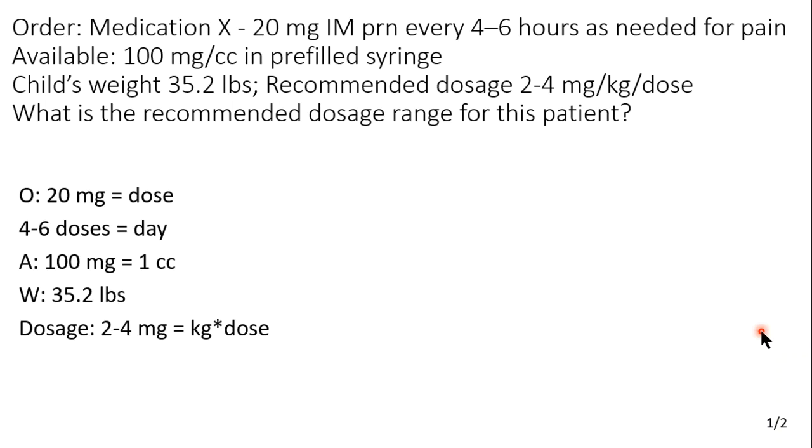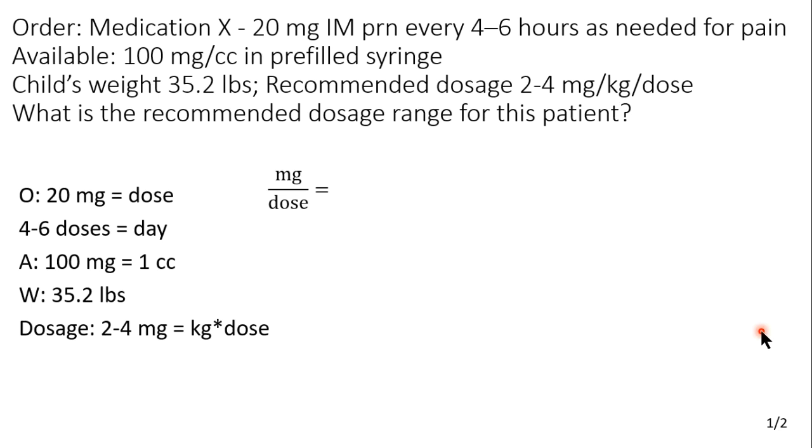So we rewrite what we have. The order is 20 milligrams per dose and 4 to 6 doses per day. Available is 100 milligrams in 1 cubic centimeter. The weight of the patient is 35.2 pounds, and the safe dosage range is 2 to 4 milligrams per kilogram per dose. We are looking for the recommended dosage range, which is in terms of milligrams per dose.